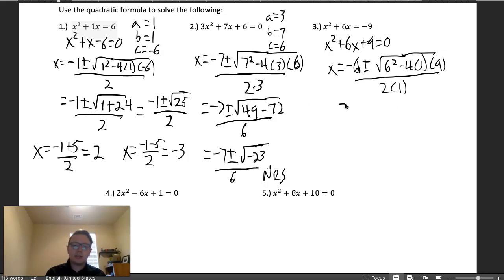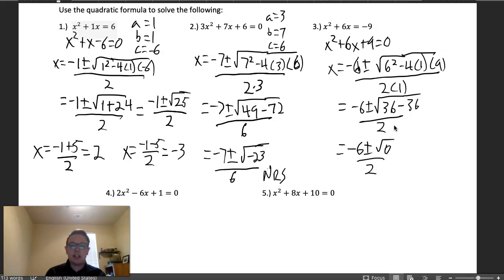Or in other words, this is going to be minus 6 plus or minus the square root of 36 minus 36 over 2. So we have negative 6 plus or minus the square root of 0 over 2. And the square root of 0 is just 0. So minus 6 plus and minus 0 is the same. Our answer is just minus 6 over 2 or minus 3. So remember, it's okay to have one answer when we're solving for a quadratic as well.